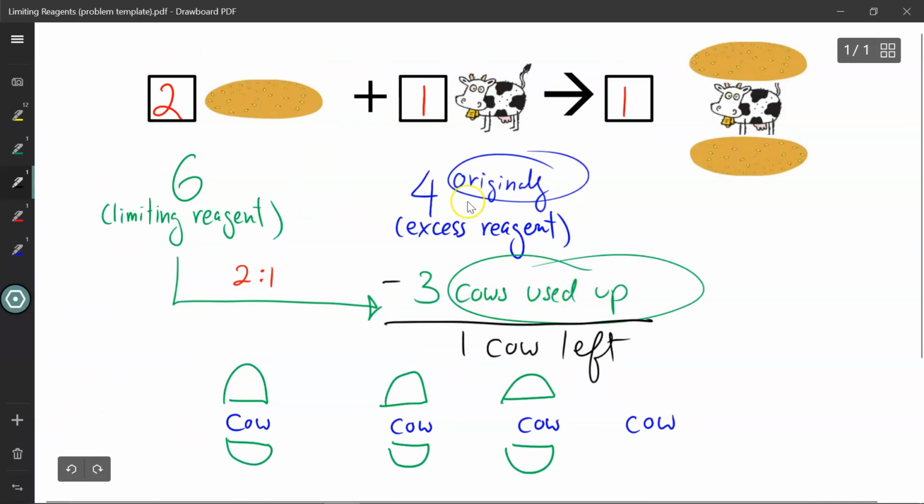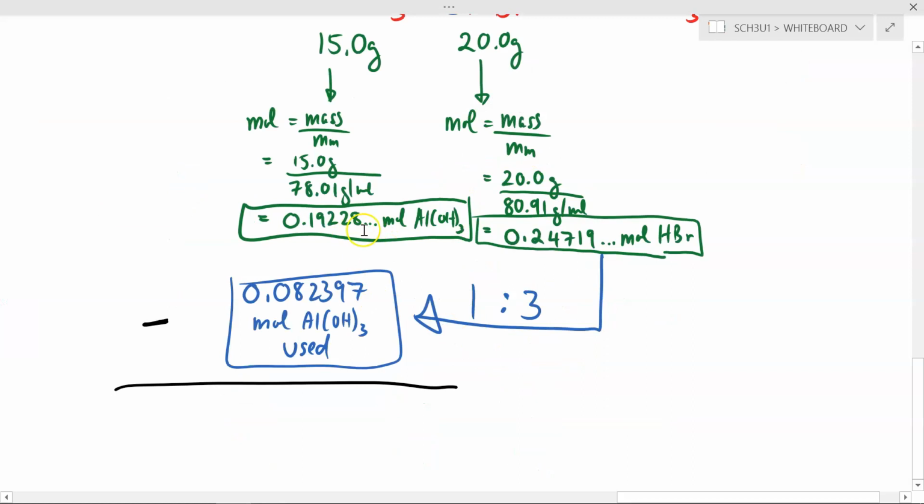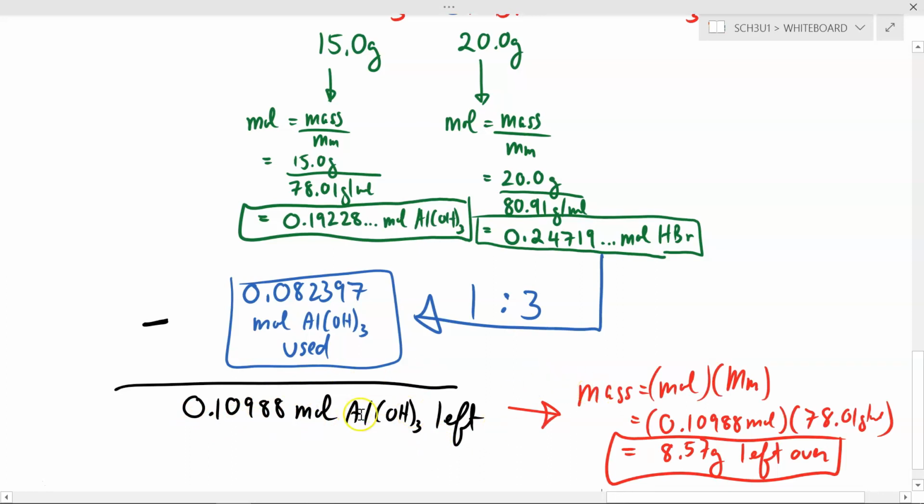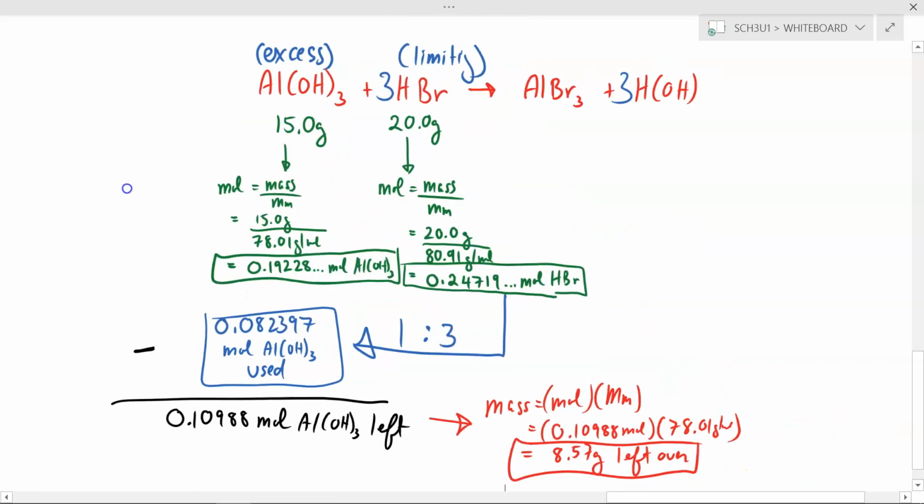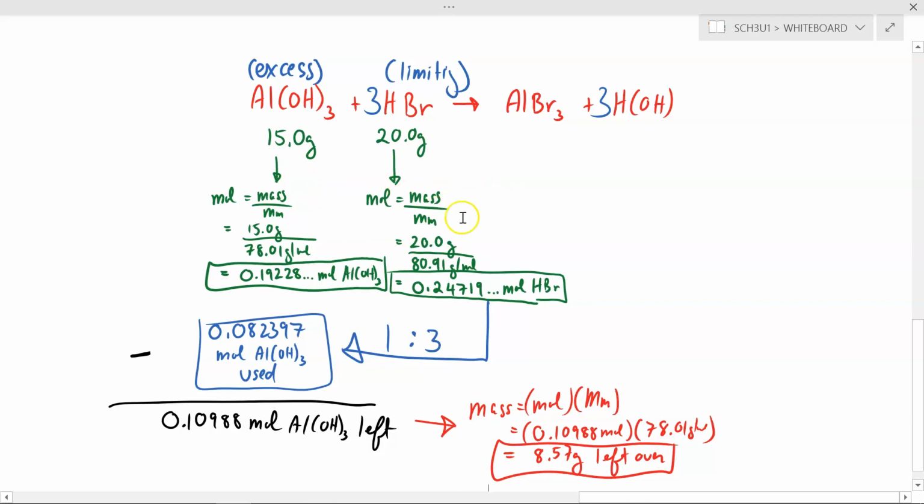We then subtract this value from how much was originally there, and that'll tell you how much is left over. So here's how much was originally there. Here's how much was used up. Subtract the two values, and we have 0.10988 moles of aluminum hydroxide left. And if the question asks for it, you can convert this value into a mass. So mass is mole times molar mass. You've got the mole value. You've got the molar mass of aluminum hydroxide, multiplied by the 2, and 8.57 grams of aluminum hydroxide is left over after this reaction is finished.